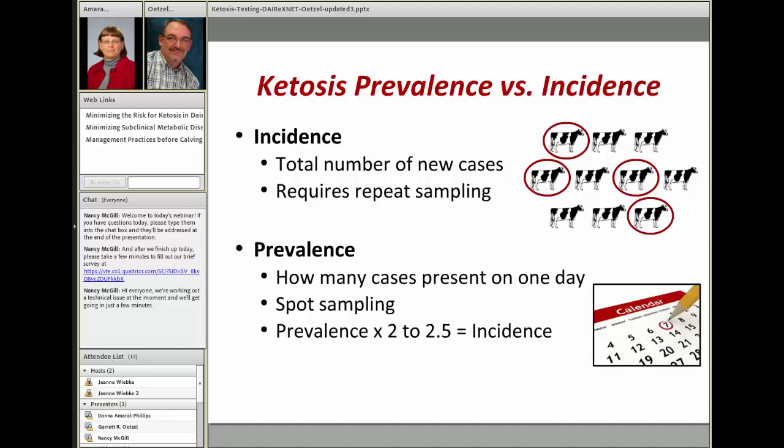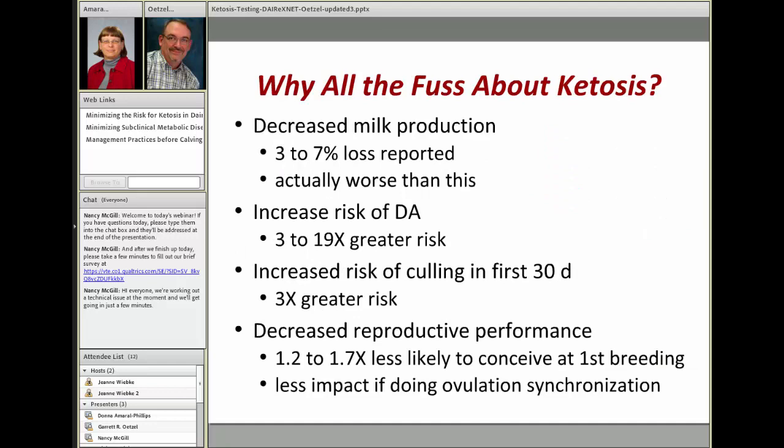Luckily for us, because the duration of ketosis is about 5 days, we can mathematically describe the relationship between prevalence and incidence. If you know the prevalence, multiplied by a number somewhere between 2 and 2.5, that'll get you your incidence. So if you go into a herd and you bleed cows on one day and 20% of those are positive, that would be your prevalence. Then you could infer that the incidence is 40% or perhaps even a little bit more than that.